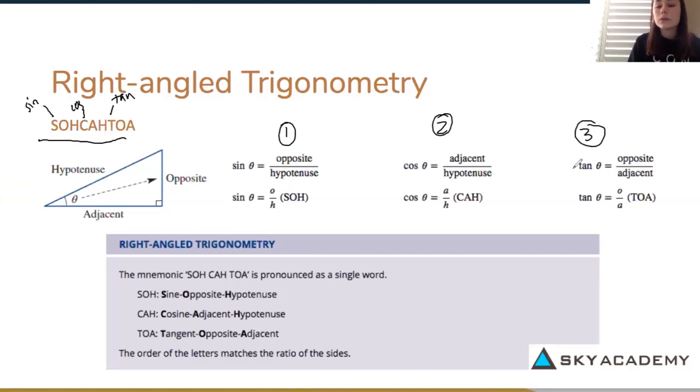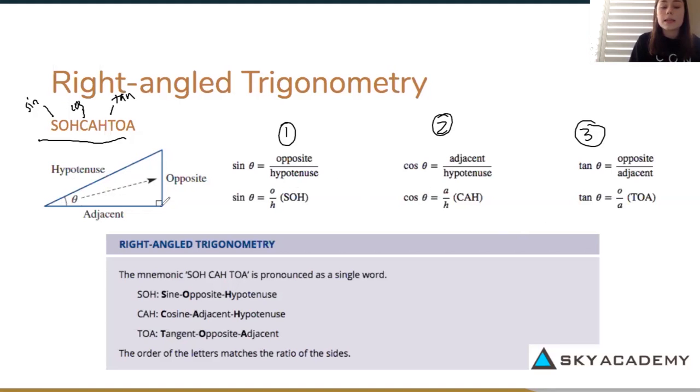But memorizing these three formulas by itself can be a bit tricky. So if you just pop it all together in SOH CAH TOA, it's a bit easier to remember. Now, if we look here, we have a right angled triangle with the labels on each side. So this side here is our hypotenuse, this one here is our opposite, and this one here is our adjacent.